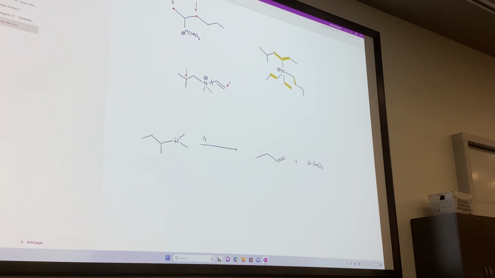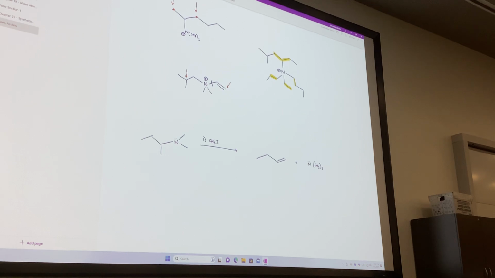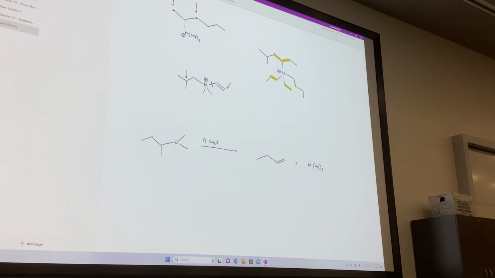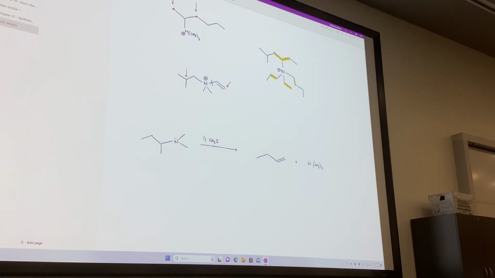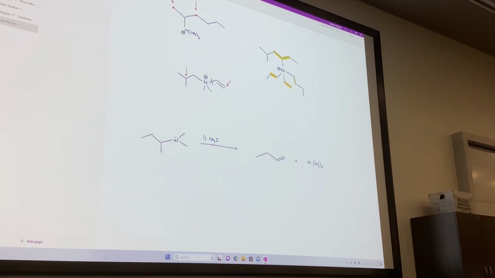Okay, so how many steps on this Hofmann reaction? Three, okay. First step is what? Okay, methyl iodide, that's going to methylate. So our nitrogen is going to attack our electrophilic methyl group, and it's going to add a third methyl group. So we'll have the ammonium, right? So it would be an ammonium iodide, but we said the iodide isn't a strong enough base. So we need to go through and do the anion exchange.